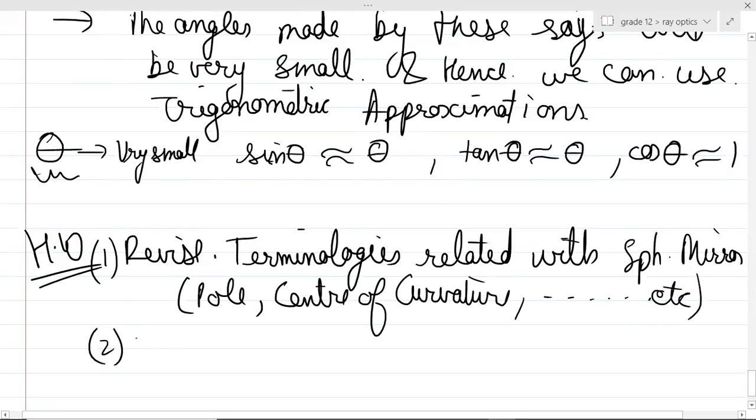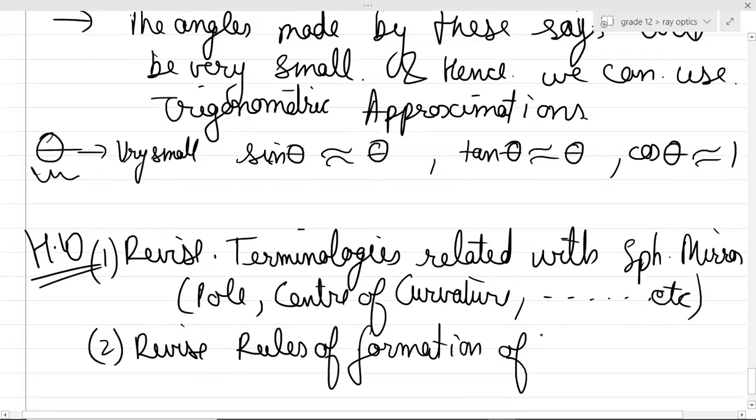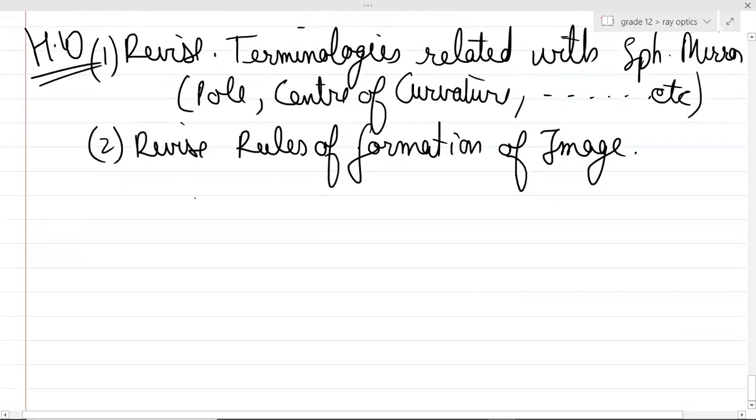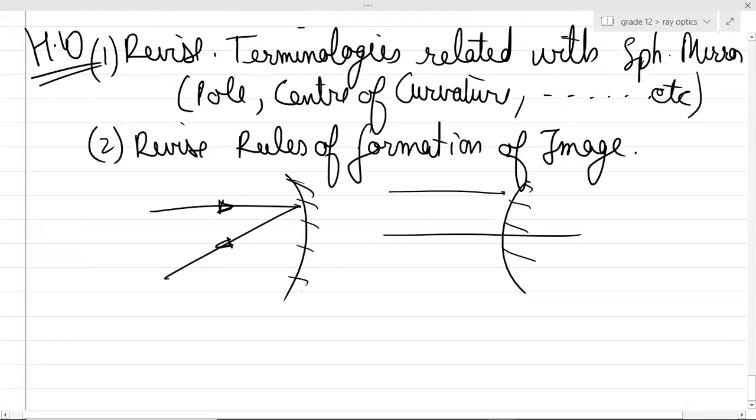Second, you need to revise those rules for formation of image. What were those rules, guys? If a light ray is parallel to the principal axis, it will pass through the focus in the case of a concave mirror, and in the case of a convex mirror, it will appear to diverge away from the focus. Do you remember the rules with which we did?